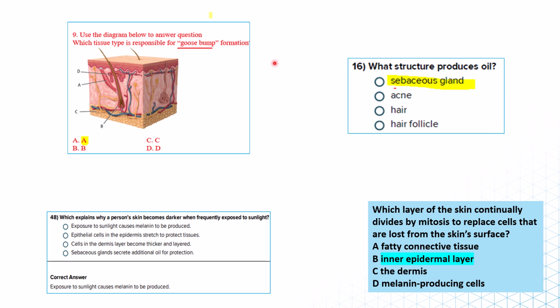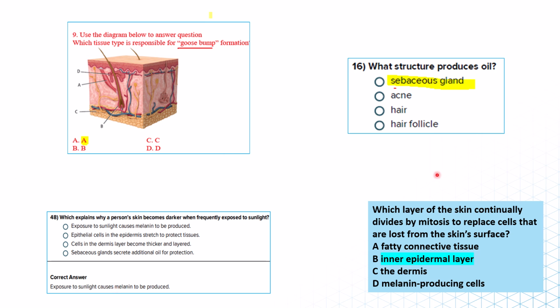So you can see some sample questions here regarding the structure of the integumentary system. The question is, which tissue type is responsible for goosebump formation. Here they have labeled it A, B, C, D. So A is the muscle cells, which is responsible for our goosebumps. And which explains why a person's skin becomes darker when frequently exposed to sunlight, because exposure to sunlight causes melanin to be produced. The more melanin you have, the darker you look.